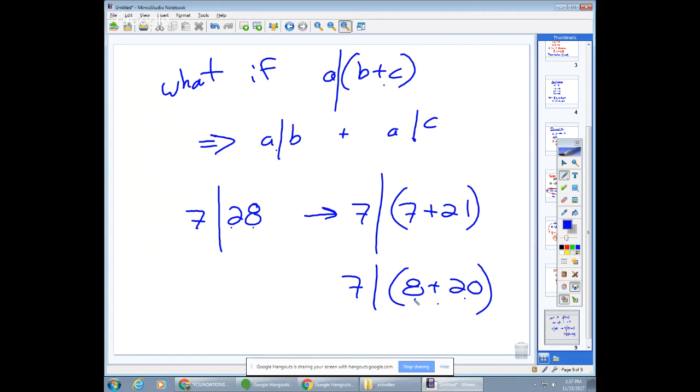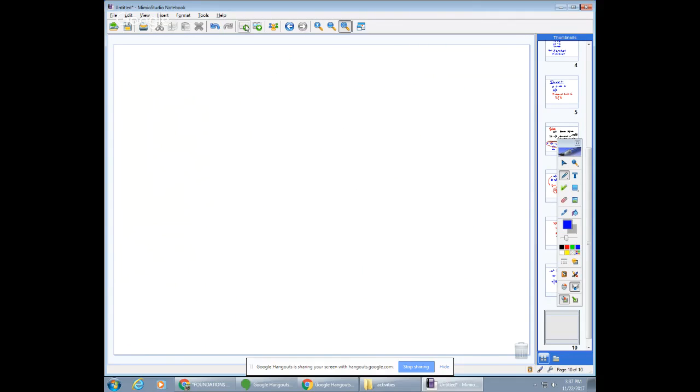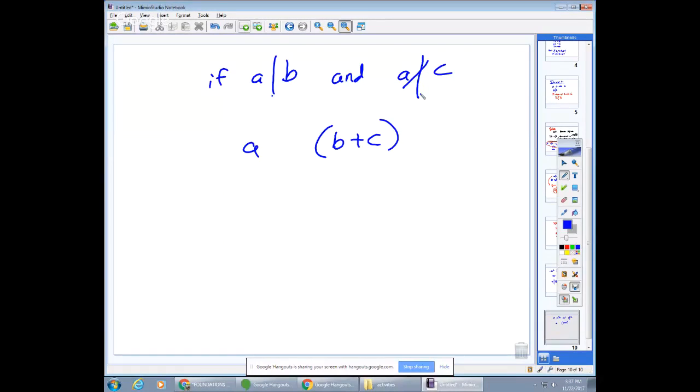But I can twist it in other ways. So check this out. If A divides B and A does not divide C, what do you think is going to be the conclusion about A versus B plus C? Does divide, does not divide, or unknown? So here I have no remainder. Here I have a remainder. I throw them together. Will there be a remainder or not?